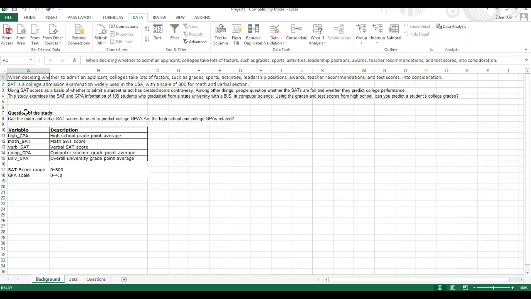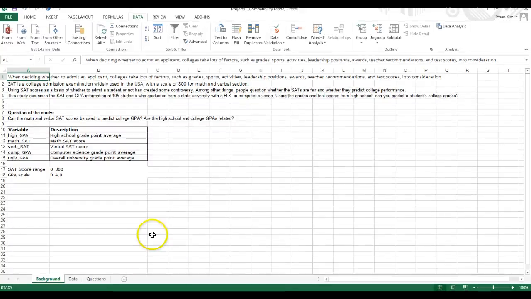So just to briefly introduce you to this project, what we're trying to do here is match up the college examination score with college GPA. So SAT is a college examination that almost every high school student has to take in order to get into college. We call that SAT, and I just gave you a brief introduction to it, so you can look through that.